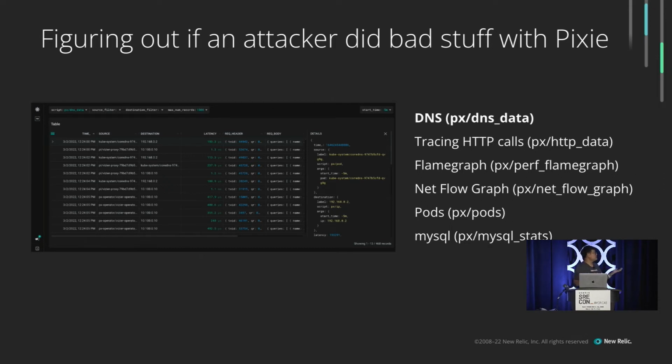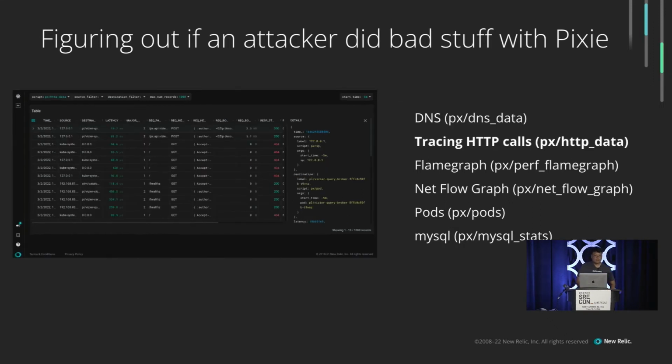You can't really trick DNS, so if they're using a DNS server, Pixie will definitely catch it. Another cool script that Pixie has out of the box is tracking and tracing HTTP requests.